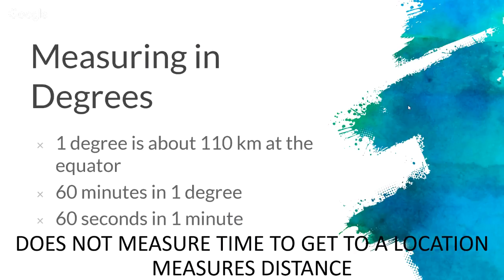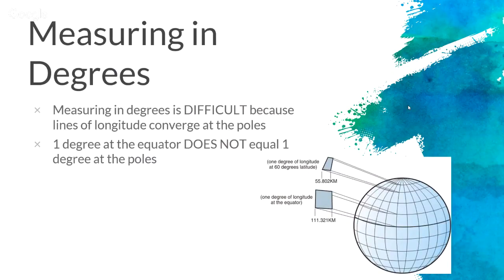So the thing about degrees is that it's a little tricky when you tell someone your degrees, right? Because 1 degree at the equator is about 110 kilometers, and about 60 minutes is 1 degree, but 60 seconds is 1 minute. So we don't actually use degrees to measure time to get to a location. It does measure distance, but you don't want to use a geographic coordinate system to measure area, or if you're trying to tell someone a distance, because it's difficult because the lines of longitude converge at the poles.